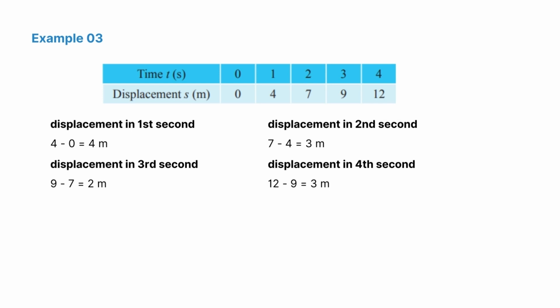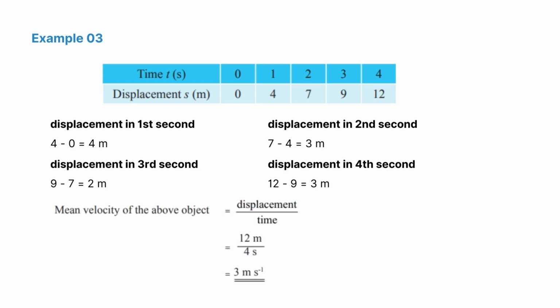Then the displacement is final minus initial, that is 12 meters minus 0, and the time is 4 minus 0, that is 4 seconds. Then the velocity is 12 meters divided by 4 seconds, that is 3 meters per second. Now we'll go to the next example.